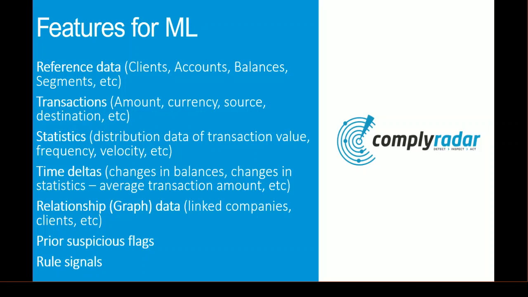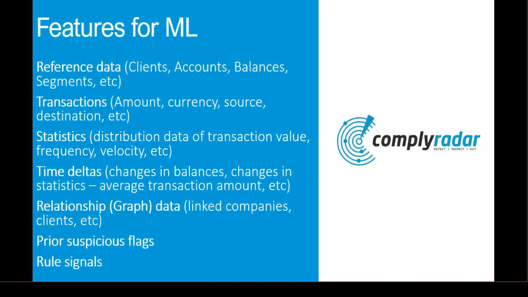So it's first in the reference data, so the list of clients, their accounts, balances, segments that they fall in, etc. We need the transactions, obviously, so amount, currency, the source and destination. So the source, but typically we need the destination information as well. Very important. We have statistics that we generate, so distribution of the transaction values, the frequency, velocity, is all data that we generate typically from the raw data set that we get.